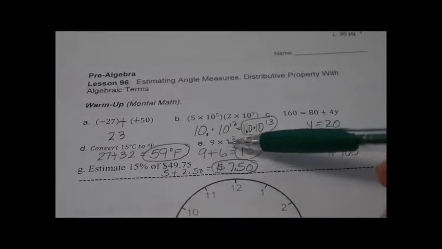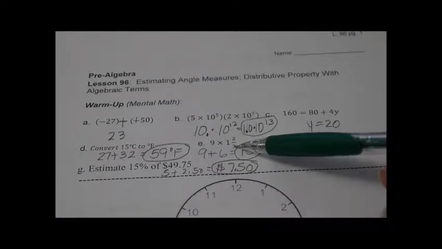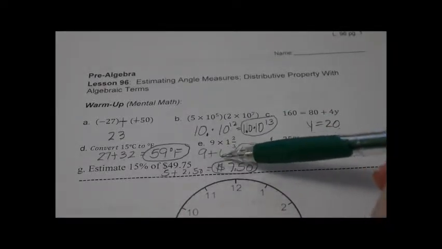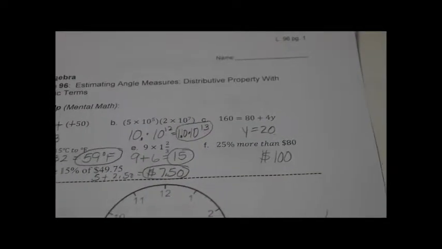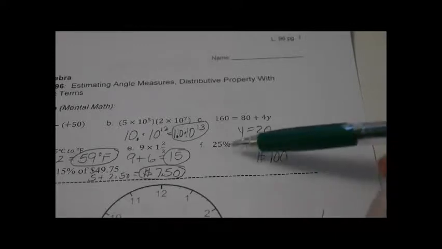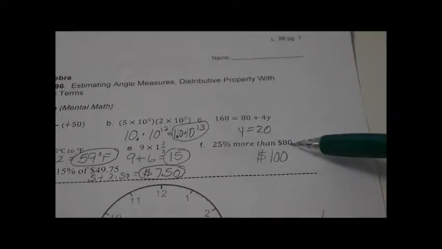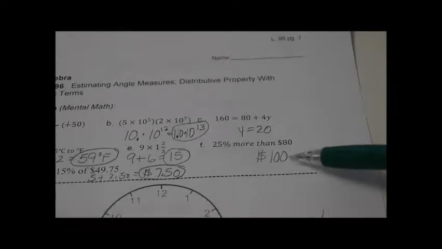Okay, this one we do 9 times 1 and 2/3. So 9, and then 2/3 of 9 is 6. So 9 plus 6 is 15. Okay, 25% more than 80. So 25% of 80 is 20. It's a fourth of 80, right? And 20 plus 80 is $100.